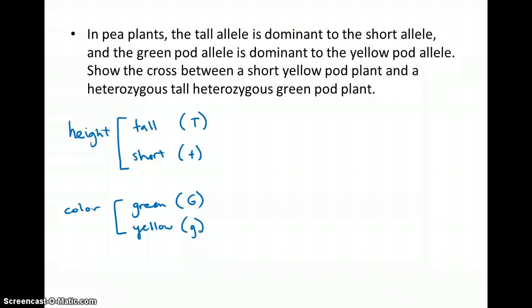Now this says show the cross between a short yellow pod plant and a heterozygous tall, heterozygous green plant. If it's short, it must have little t, little t. If it's yellow, it must have little g, little g. And if it's heterozygous for both, it's got to be big T, little t, and big G, little g.